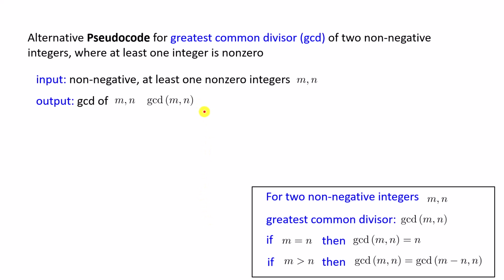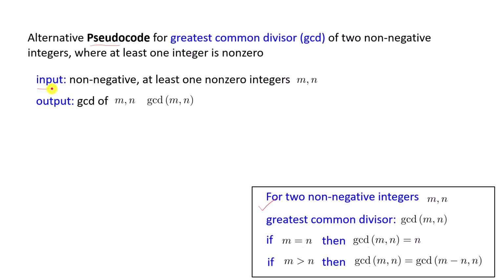Okay, so let us now try to improve it and see how we can make it better. So this is our algorithm. This is sort of a text algorithm so that we understand ourselves what we are doing. So if m equals n, GCD is n. If m greater than n, then GCD is GCD(m minus n, n). So that's the main idea.